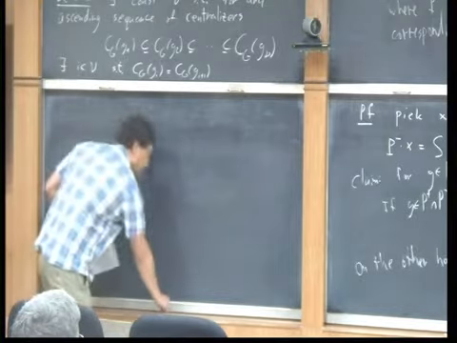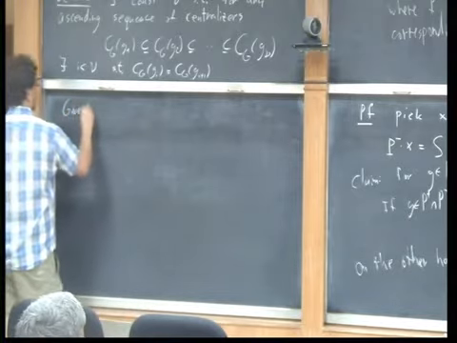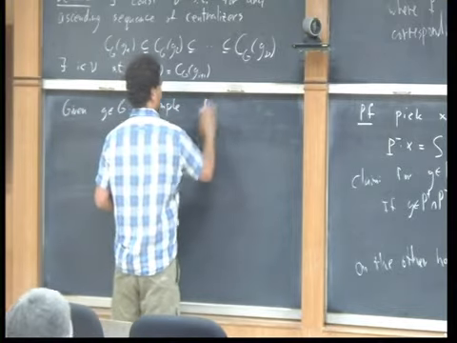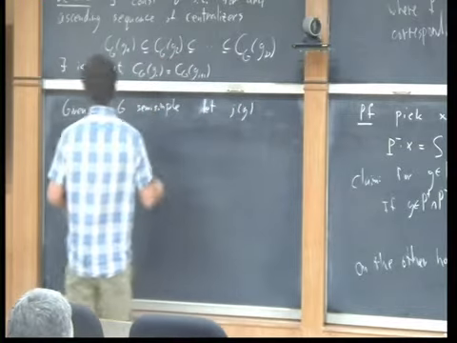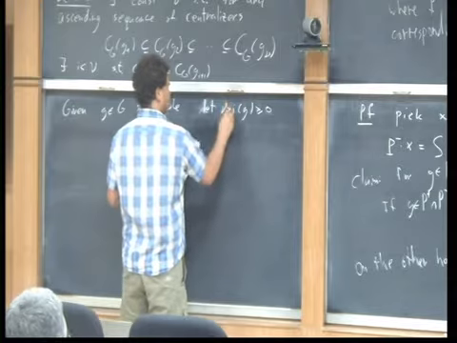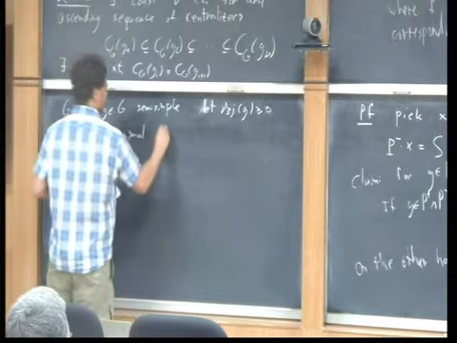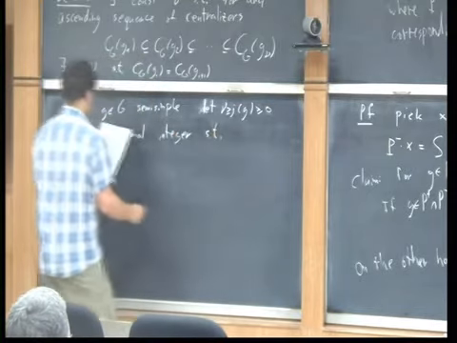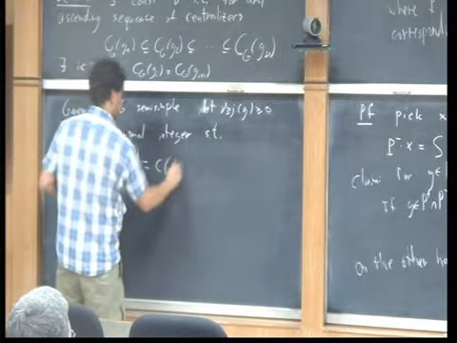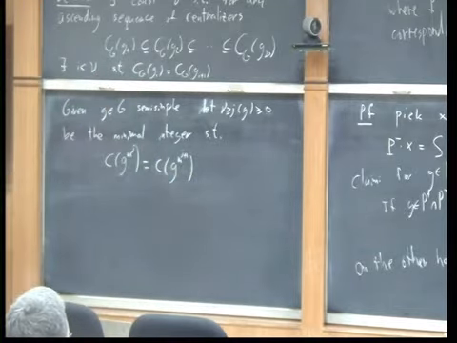I'm soon going to explain. Given a semisimple element g, let J(g) be the minimal integer, greater than zero and less than nu, such that the centralizer of g^(m^J) is equal to the centralizer of g^(m^(J+1)). This is how I define J.